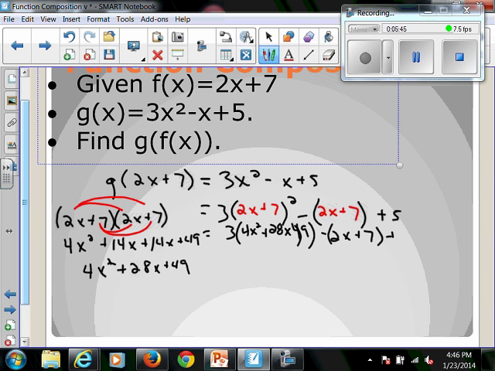Now I need to distribute, so I'm going to distribute the 3. So I have 12x squared plus 84x plus 147. Now here I have a minus, so that's a negative 1. I need to distribute negative 1. And now I'm going to combine my terms.